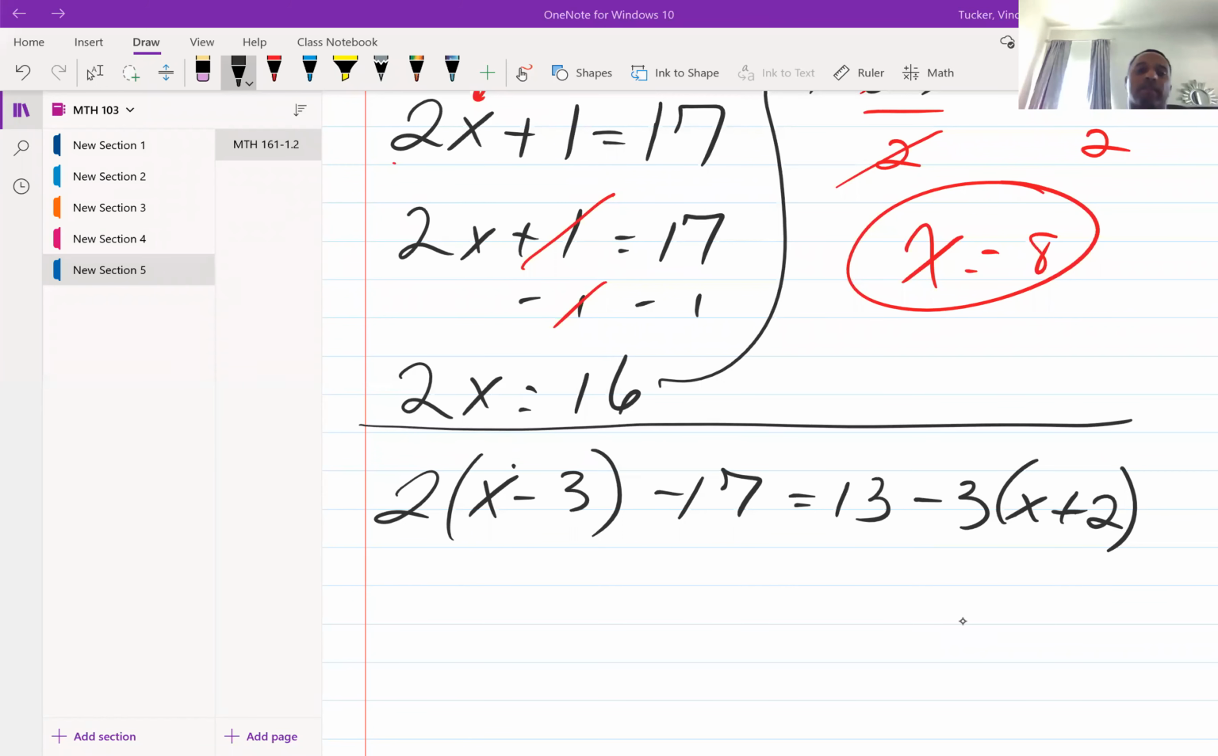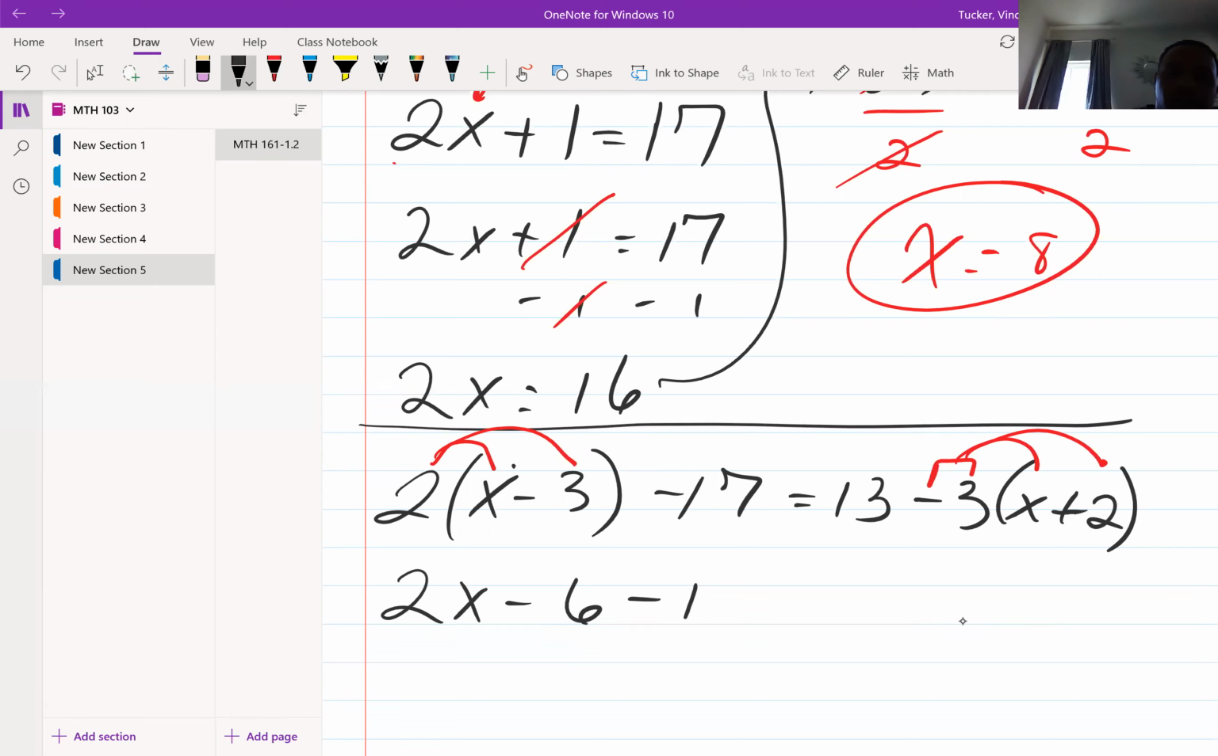All right, so here we have 2 times the quantity of x minus 3 minus 17 equal to 13 minus 3 times the quantity of x plus 2. So the first thing we'll do is distribute the 2 into the parentheses, and on the other side of our equal sign, we will distribute that negative 3. That would be 2x minus 6 minus 17 equal to 13 minus 3x minus 6.